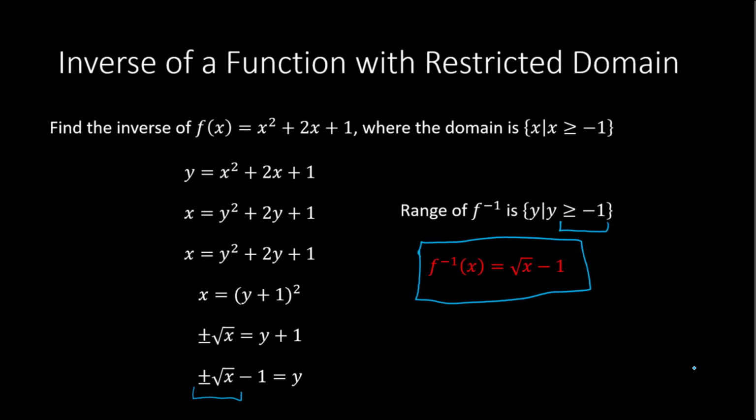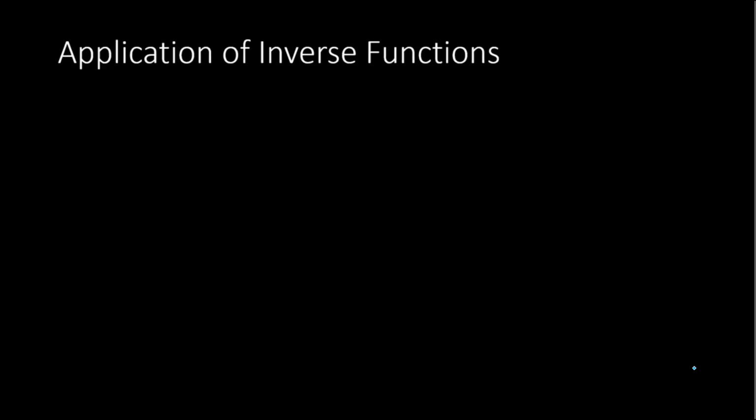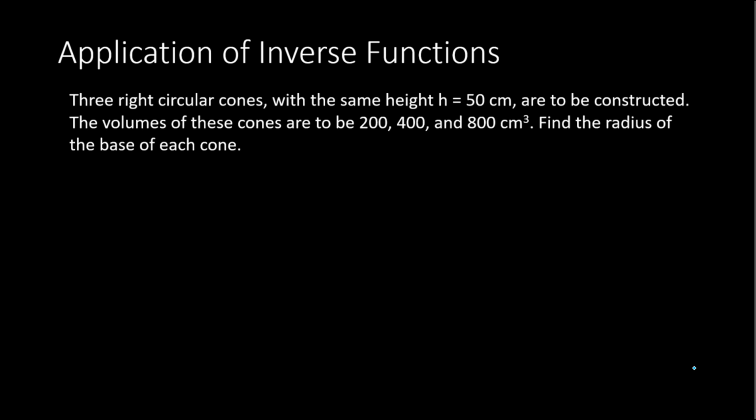Now to finish off this lesson, let's talk about an application of inverse functions. There's all sorts of different ways we can apply this, but one example is here, where we have 3 right circular cones with the same height, h equals 50 centimeters, that are to be constructed. The volumes of these cones are to be 200, 400, and 800 cubic centimeters. And we define the radius of the base of each cone.